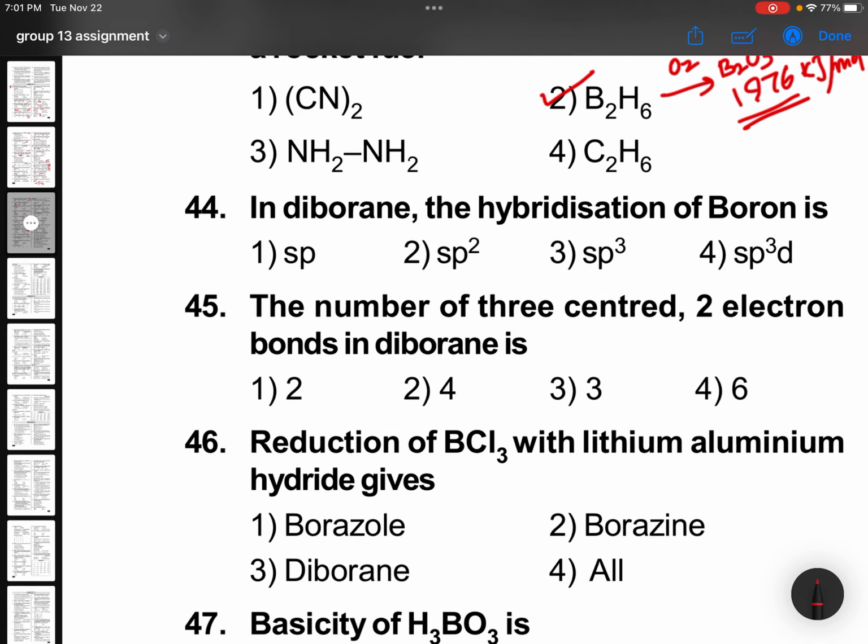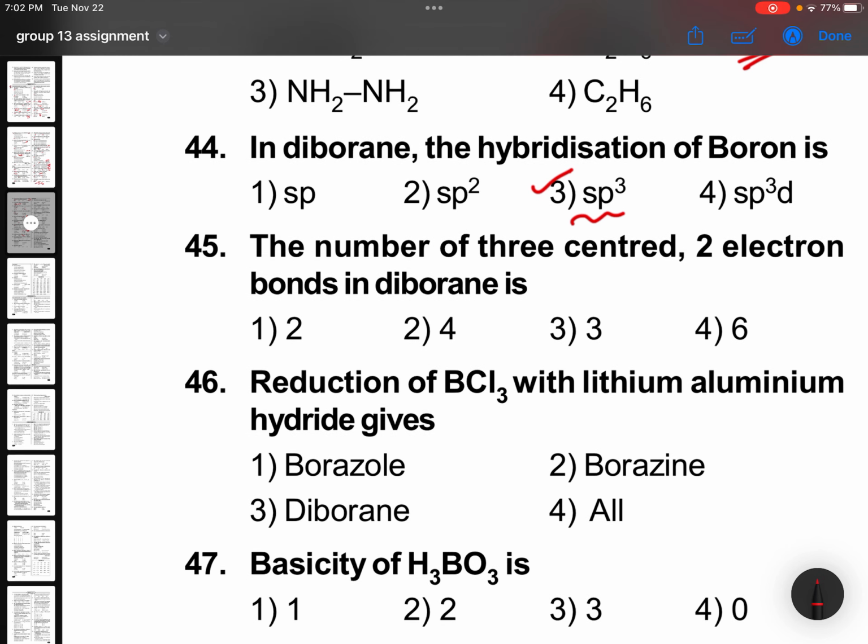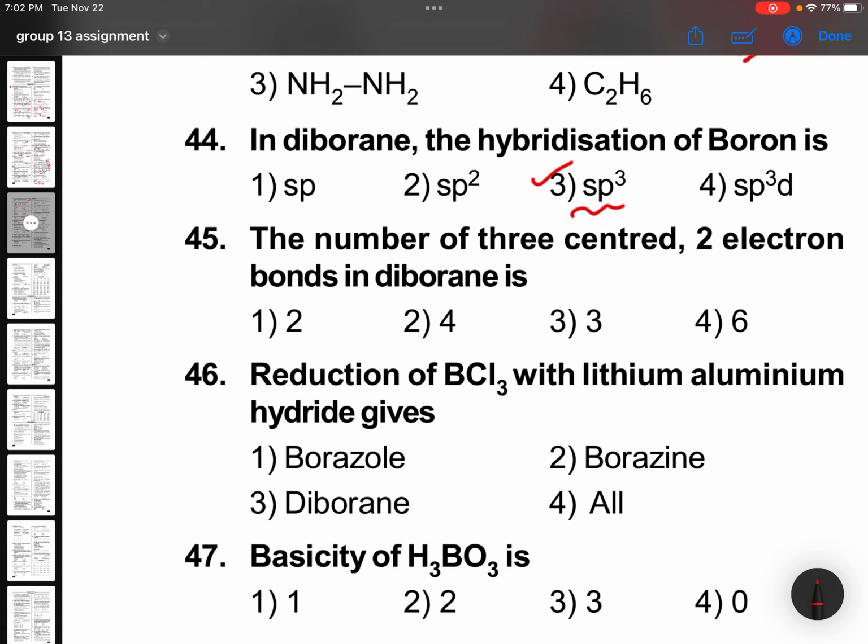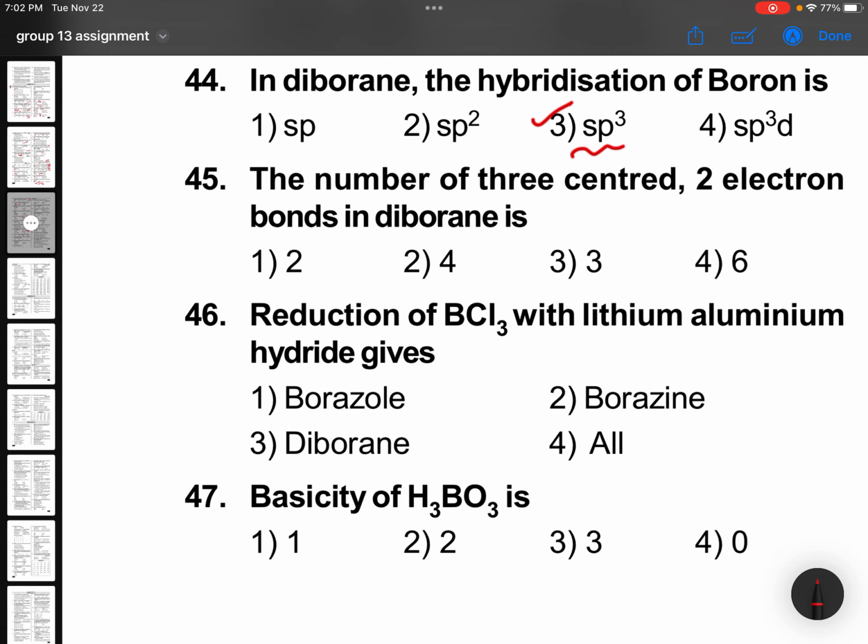In diborane, the hybridization of boron is sp3. I read somewhere in a book that it is mostly sp3. So if that type of word is also there, don't worry. Diborane means sp3. The number of 3-centered 2-electron bonds present in diborane.